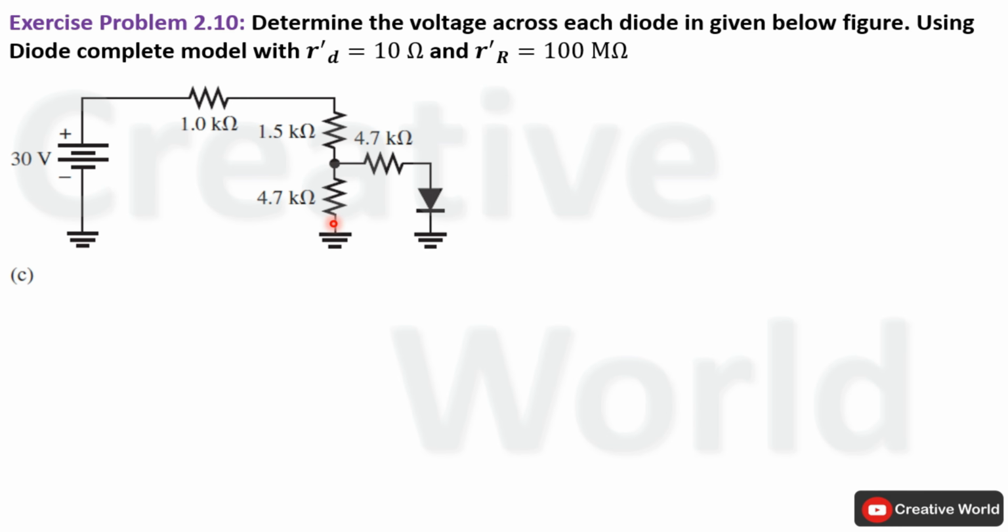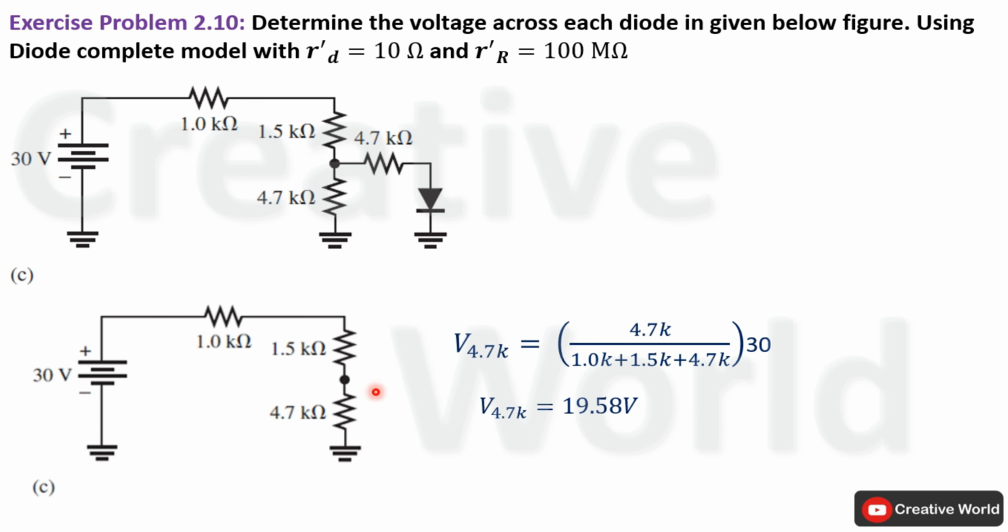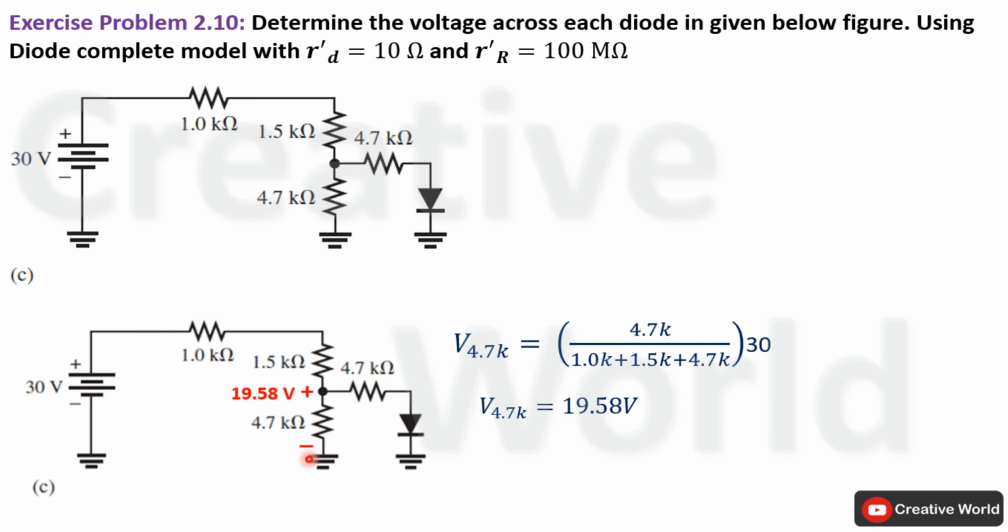So first we will calculate the voltage across this 4.7 kilo ohm resistance. In order to do that, we will omit these two elements from the circuit for now. The circuit will convert into a simple voltage divider network. Now we will calculate the voltage across these points using the voltage divider rule. We will multiply this resistance with the total supplied voltage divided by the sum of all series connected resistances. Solve this equation. The voltage across these points will be equal to 19.58 volt. With this specified polarity, the positive terminal will be here and the negative terminal will be here.